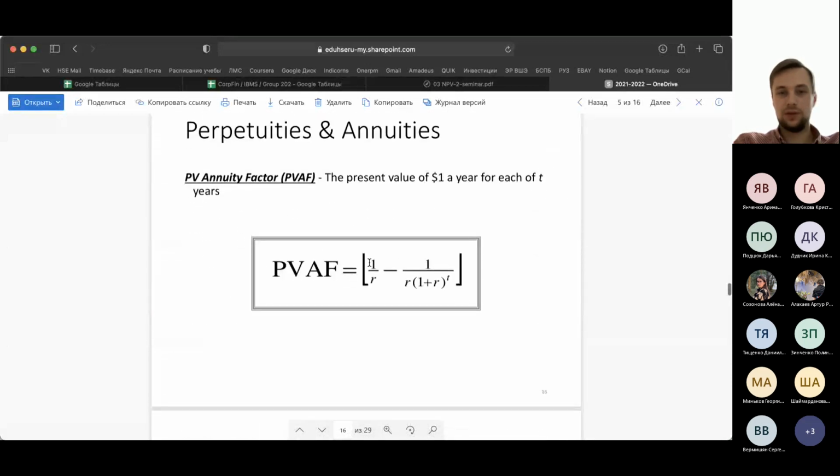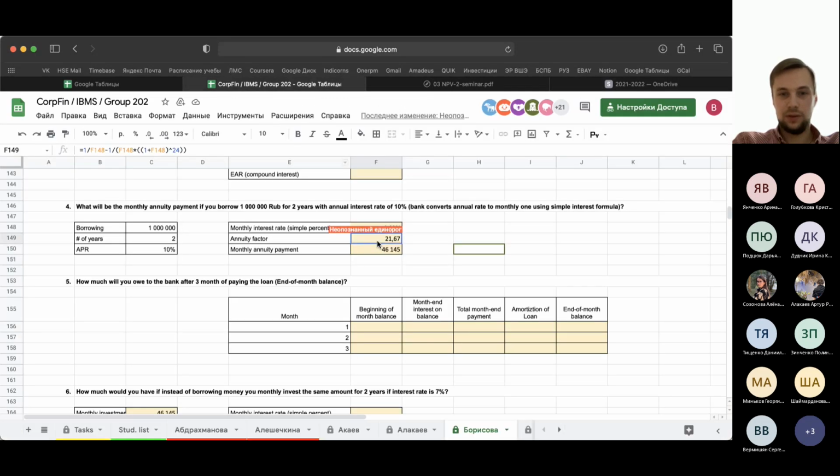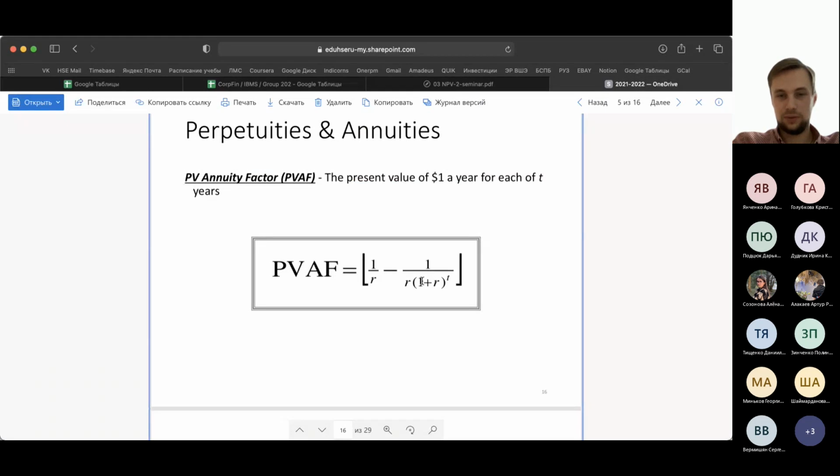Well, actually, this formula, yes, for the annuity factor. Yes, it's quite complicated in Excel. So to calculate this one, the annuity factor, we use this formula from the lecture.